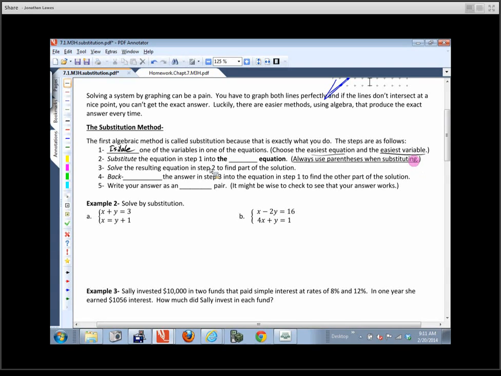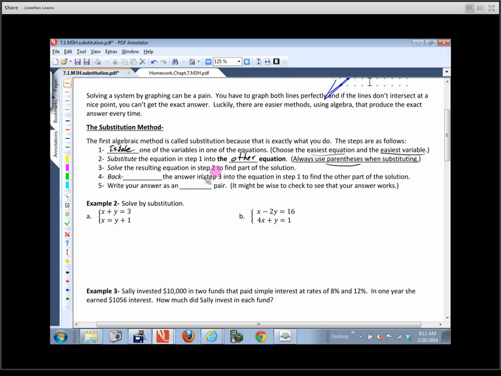The next thing we're going to do is substitute the equation that we found in step number 1 into the other equation, whichever equation we didn't use, or one of the equations that we didn't use. We're going to plug that in. And it's always a good idea that when you're using substitution, put parentheses around the things that you're plugging in.